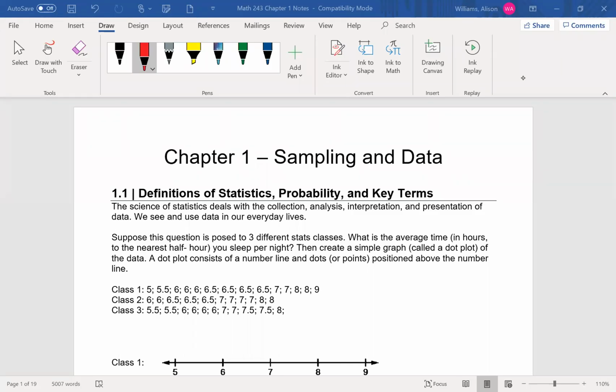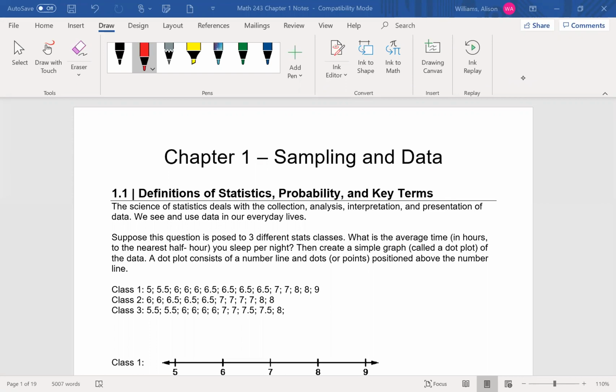In this video, we're going to introduce statistics as a concept. So statistics is a science. It deals with collection, analysis, interpretation, and presentation of data. And what makes statistics very relevant for students is that it's something you are going to see actively in your lives as you go outside of the classroom. So we're going to do this by example.